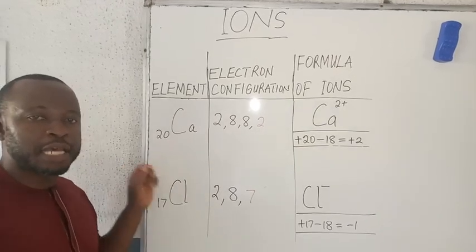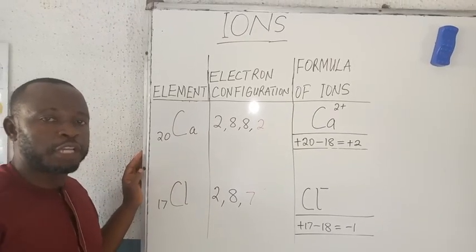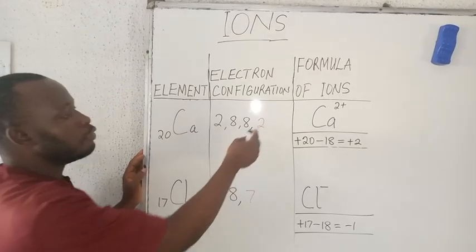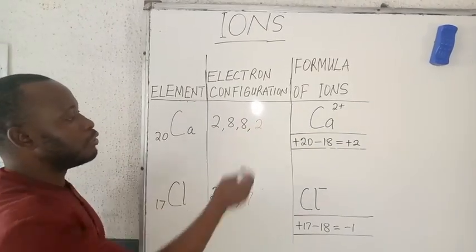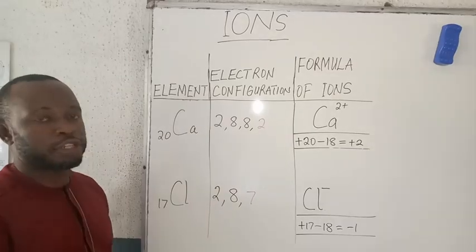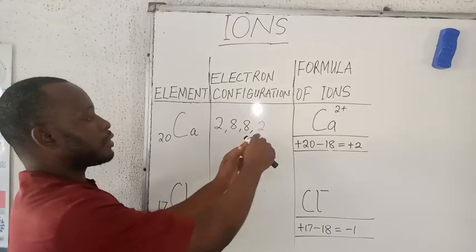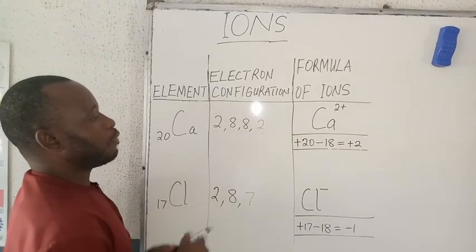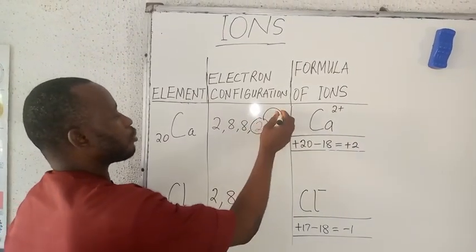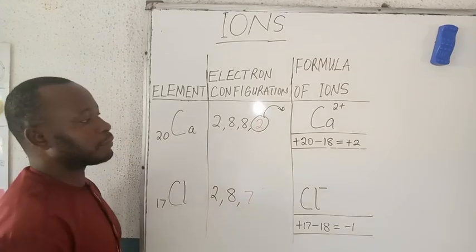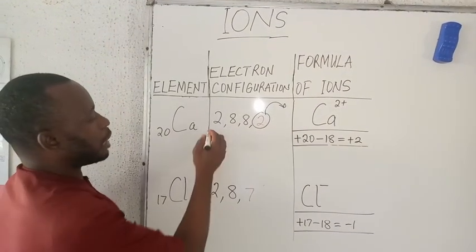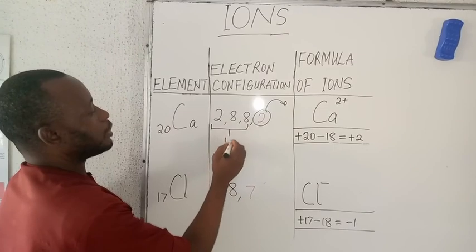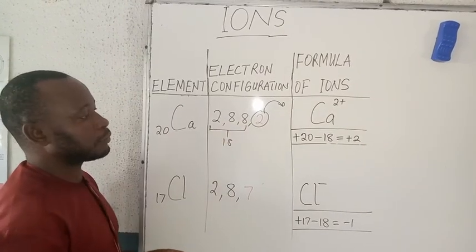Especially elements that are metals. During chemical reaction, they lose their valence electrons. They lose these electrons in the outermost shell. So when calcium loses these two electrons to a non-metal, it now has a total of 18 electrons remaining.